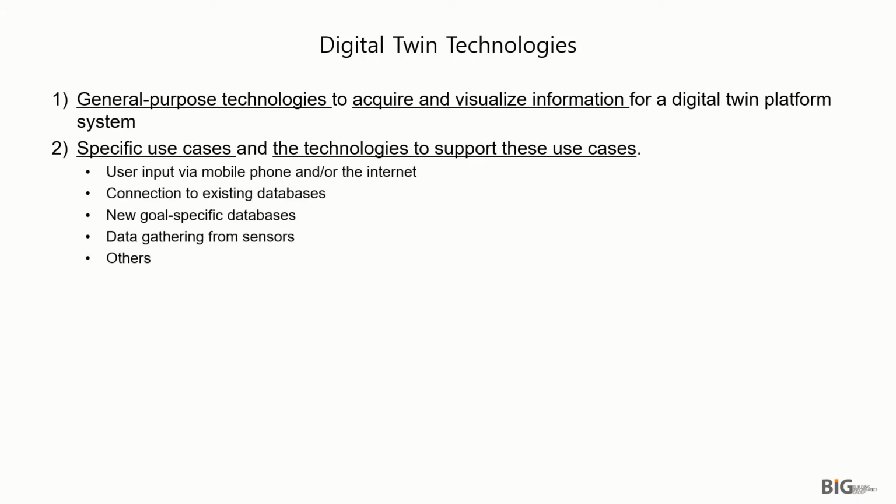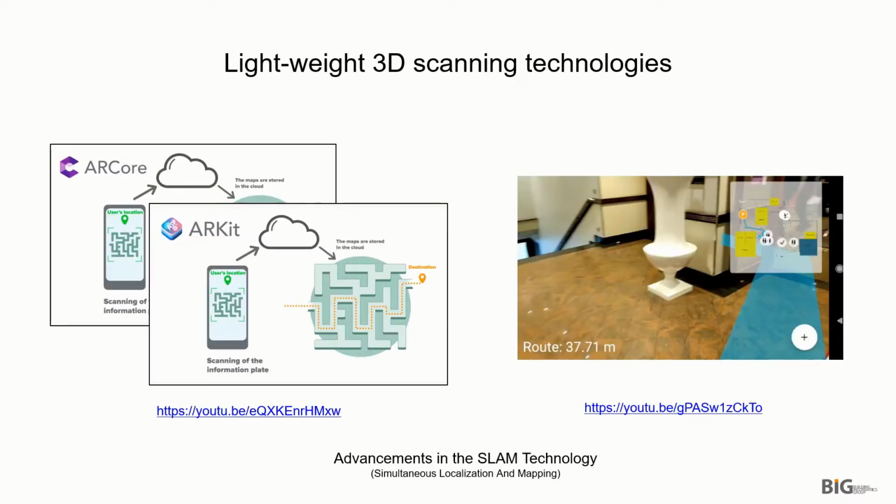And for the specific use cases and supporting technologies, of course, users can use any type of technologies to input information through a mobile phone or through the internet. And we can connect a digital twin to existing databases. We can create our own database specific to our goals. We can gather data from sensors. We talked a lot about this. There are lightweight technologies, 3D scanning technologies and some other technologies that regular users can use these days.